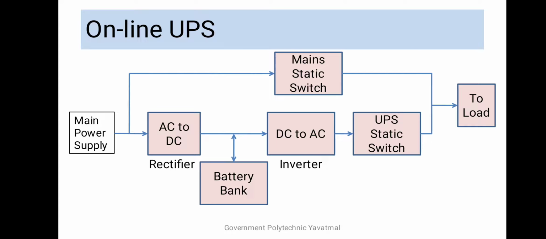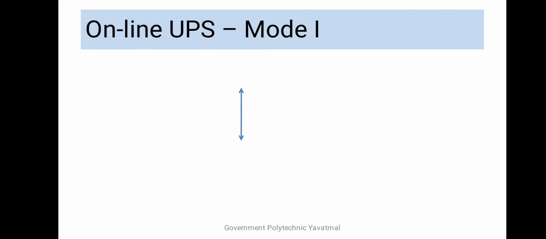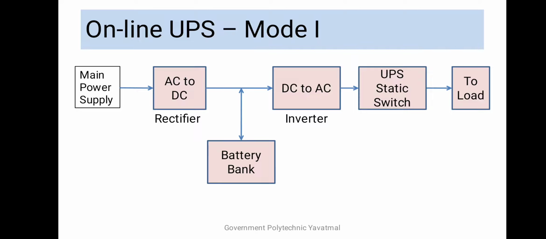Online UPS system has various operating modes. In mode 1, the main power supply is on and supply is provided to the battery and inverter through the rectifier. Note that the rectifier also acts as a battery charger and its ratings are usually higher. The inverter output is provided to the load via the UPS static switch. Hence, in mode 1, the battery will be charged.